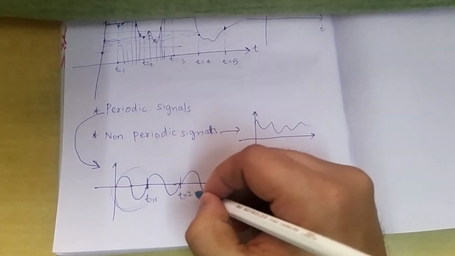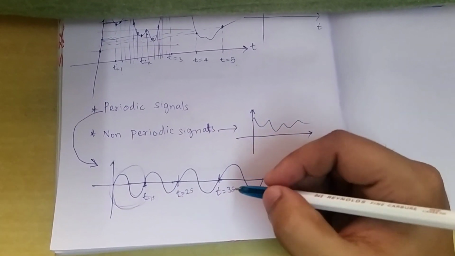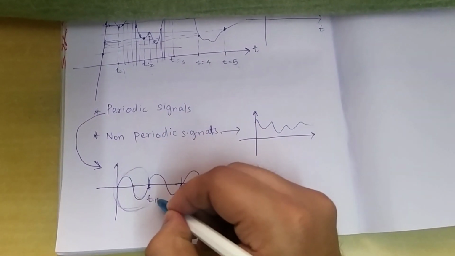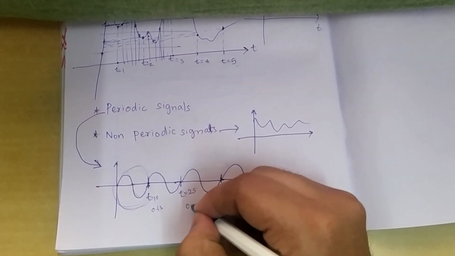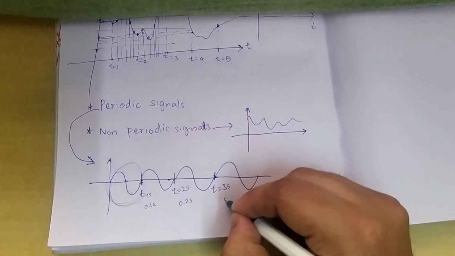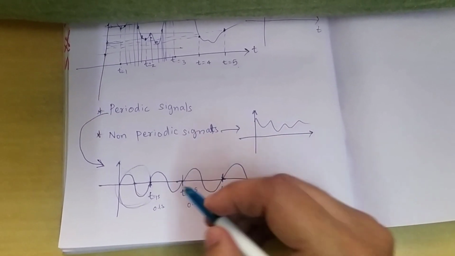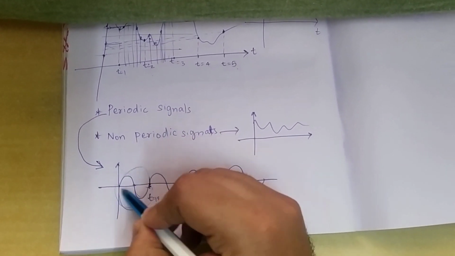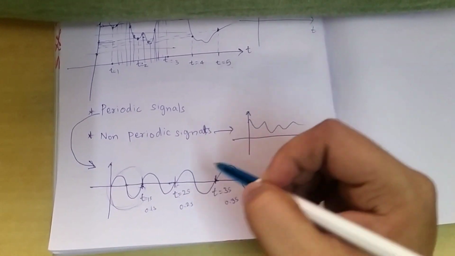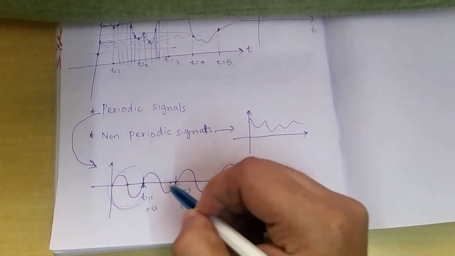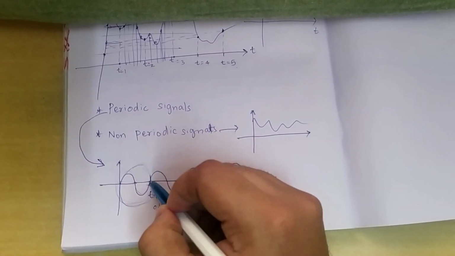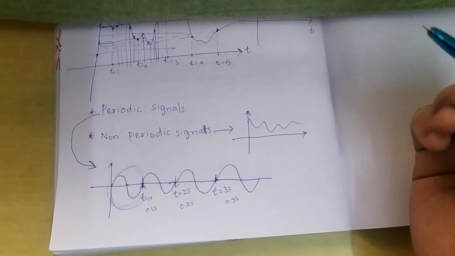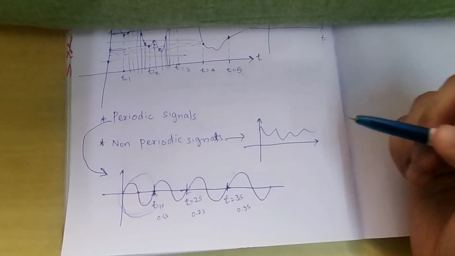Is it necessary that it should repeat after 1 second? No, it can repeat after 0.1 second. Instead of 1 second, this duration can be 0.1 second, and this entire thing can repeat after every 0.1 second. The thing is, this difference, this 1 second, should be maintained. The difference between any starting point and ending point should be 1 second. That is the key idea.